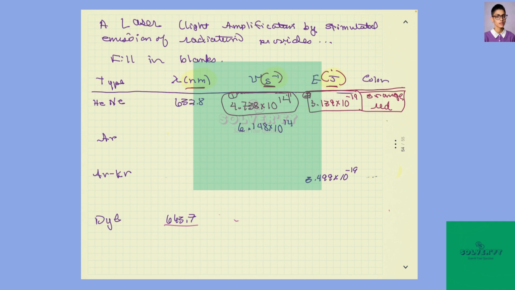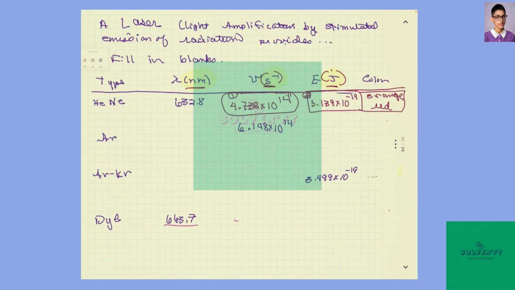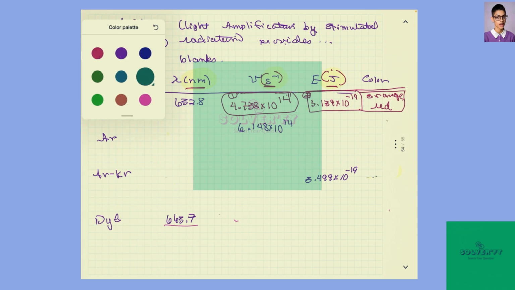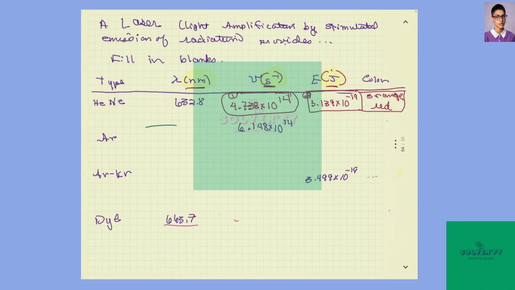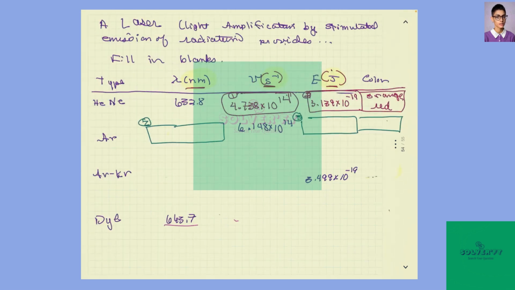Next, we are asked to find, this one I did in green, my wavelength, my energy, and my color again. This will be Calc 2. This will be Calc 3. Here, for Calc 3 and 4, I should say.